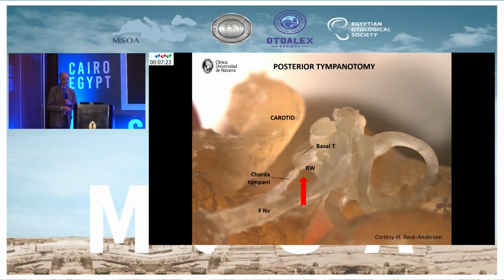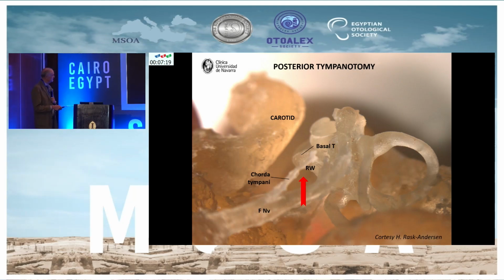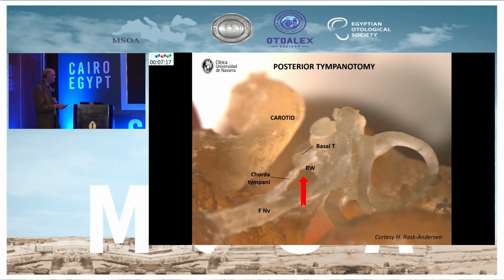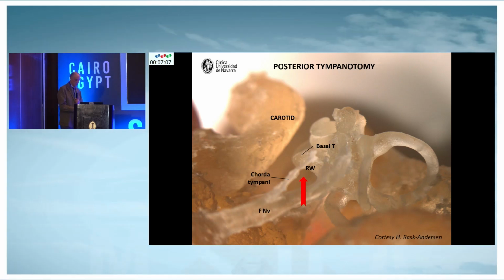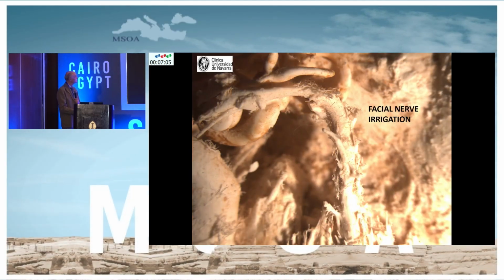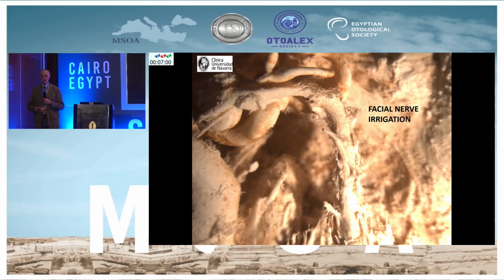So this is a macroscopic view of this approach. It's a dissection between the facial nerve and the chorda tympani, and how in this trajectory we find the round window and then the scala tympani in the basal turn of the cochlea. It's interesting in this preparation to observe the vascularization of the facial nerve. It's very, very strong, this vascularization.